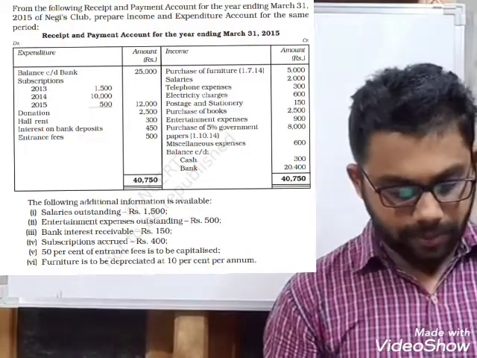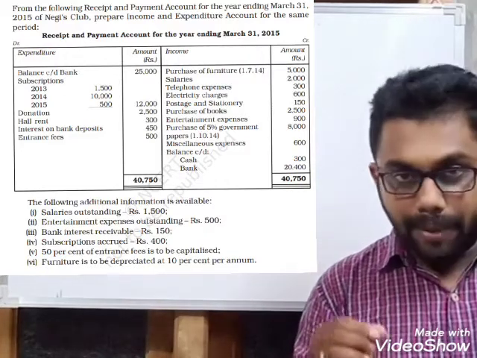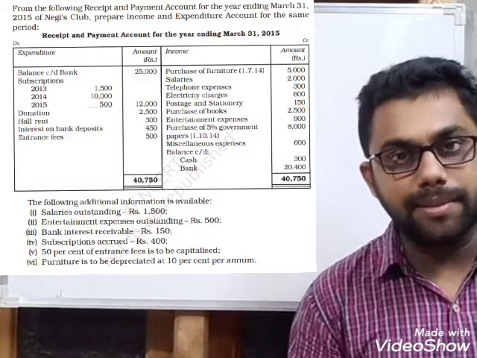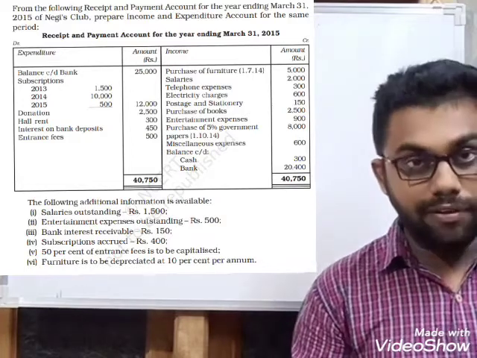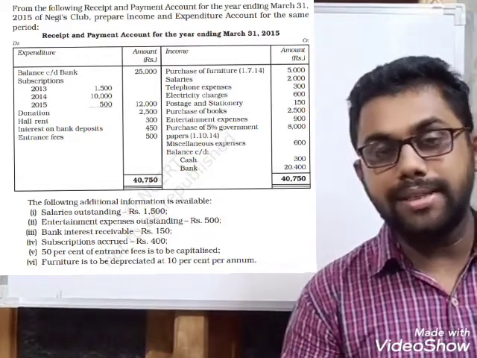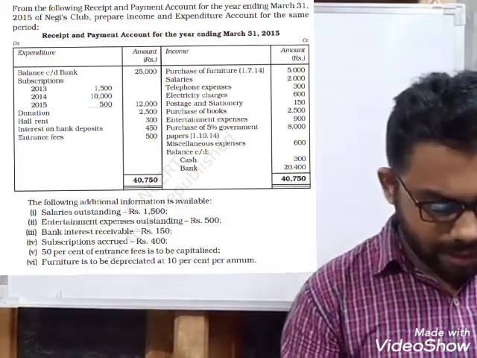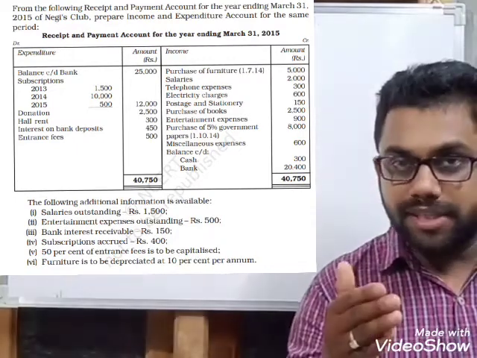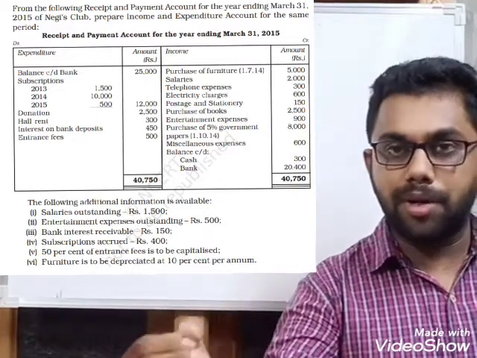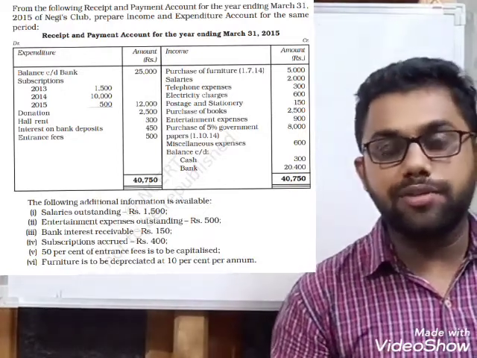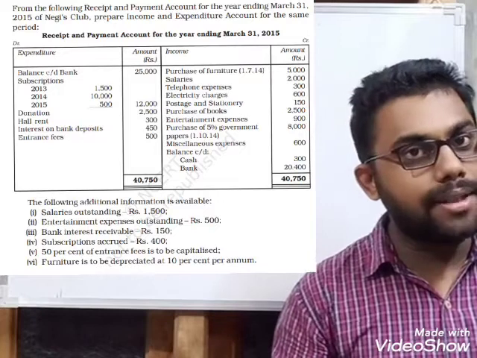Bank interest receivable. In the receipt side we find interest on bank deposits rupees 450, and apart from that 450 that we have already received, there is some more interest amounting to rupees 150 that we will receive in future. So it is income for the current year, so we have to add the interest receivable or accrued interest. Next, subscription accrued, that means subscription earned but not received from the members. Some members of the organization have not paid the subscription for the current year till date. So it is income for the current year, so we have to add that item with the subscription.